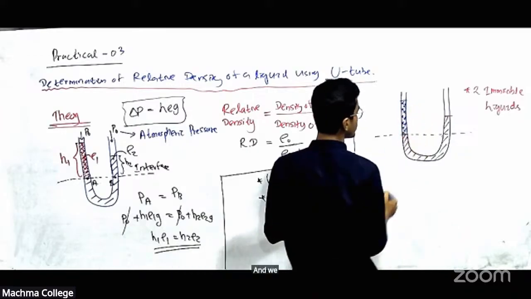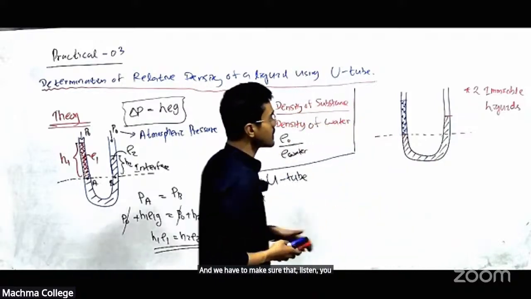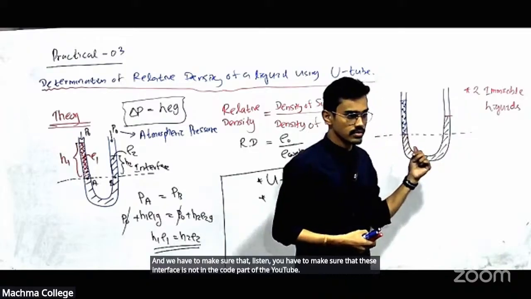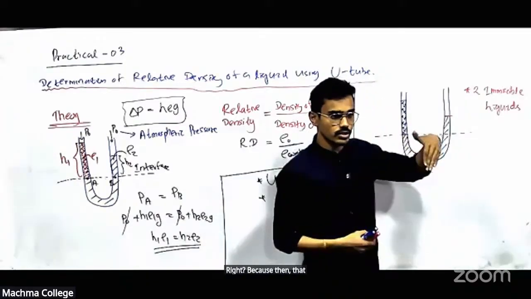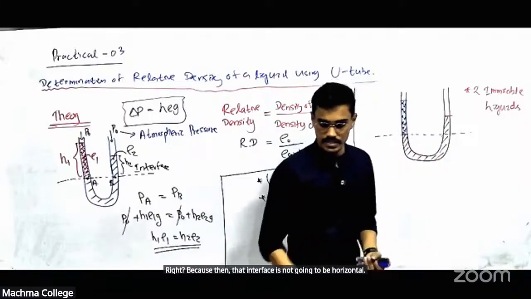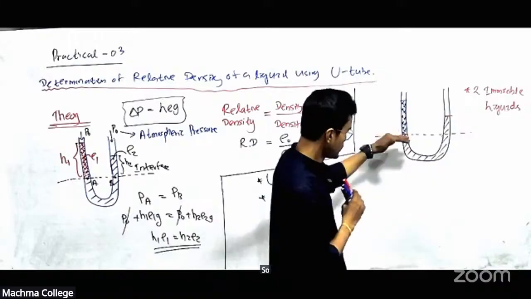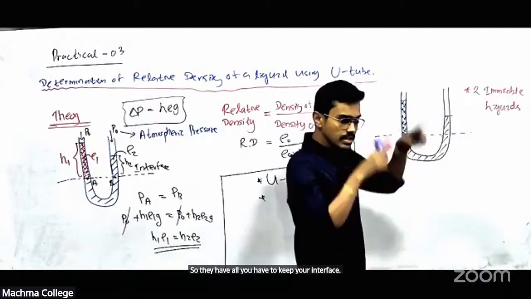We have to make sure that this interface is not in the curved part of the U-tube, because then the interface is not going to be horizontal. So you have to keep your interface at the vertical limbs.